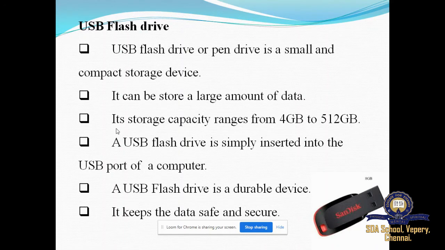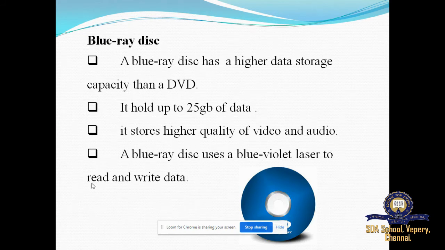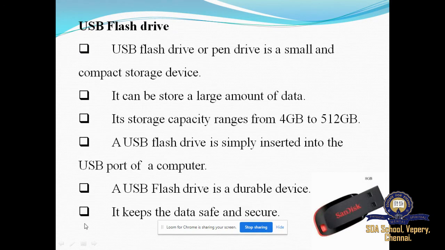Its storage capacity ranges from 4 GB to 512 GB. In Blu-rays we have a memory of 25 GB of data only, but in a pen drive the capacity ranges from 4 GB to 512 GB. A USB flash drive is simply inserted into the USB port of a computer.